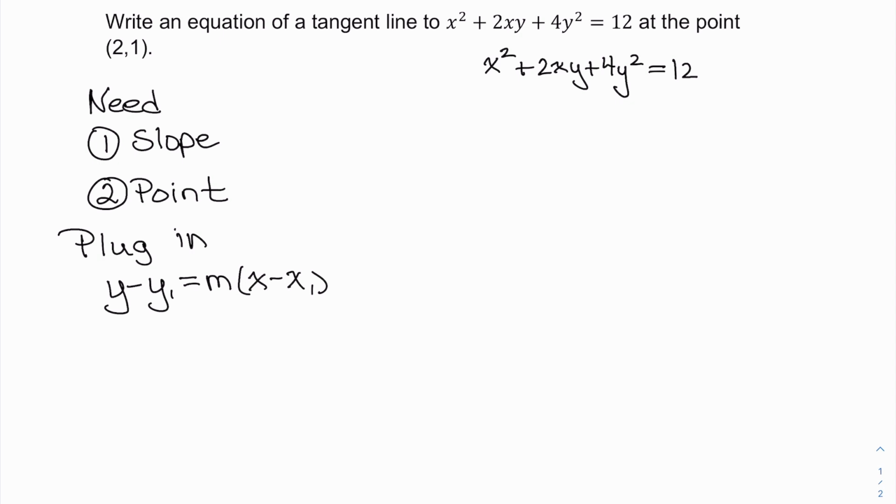Recall, with implicit differentiation, we follow all of our derivative rules. When we're differentiating the independent variable, we just do the derivative rule. When we are taking the derivative of the dependent variable, once we do the derivative rule, we need to multiply by dy/dx for the chain rule. So let's get started. I'm going to differentiate term by term.